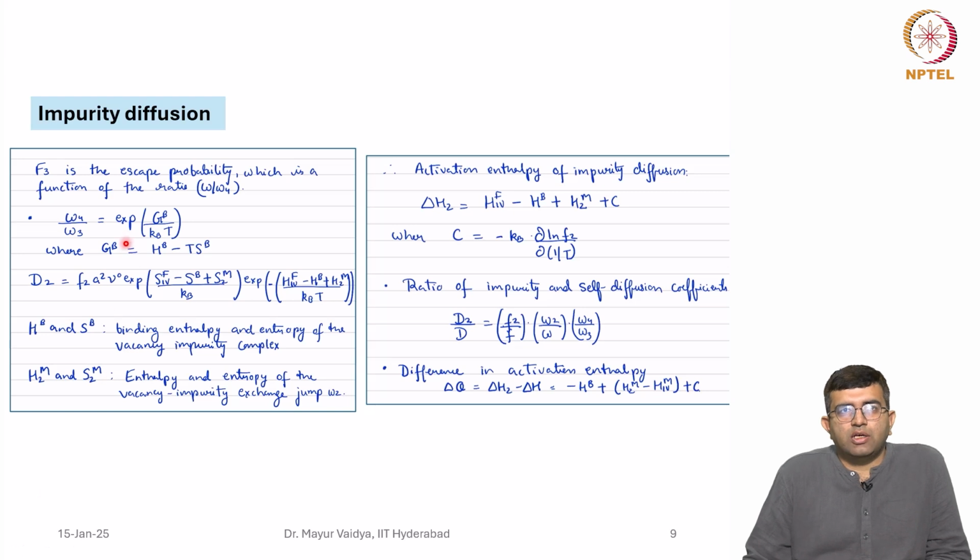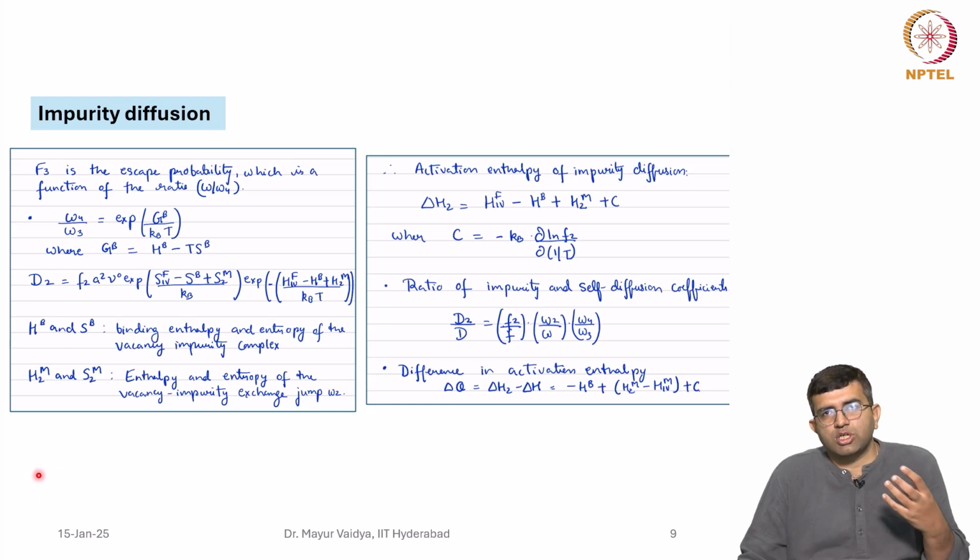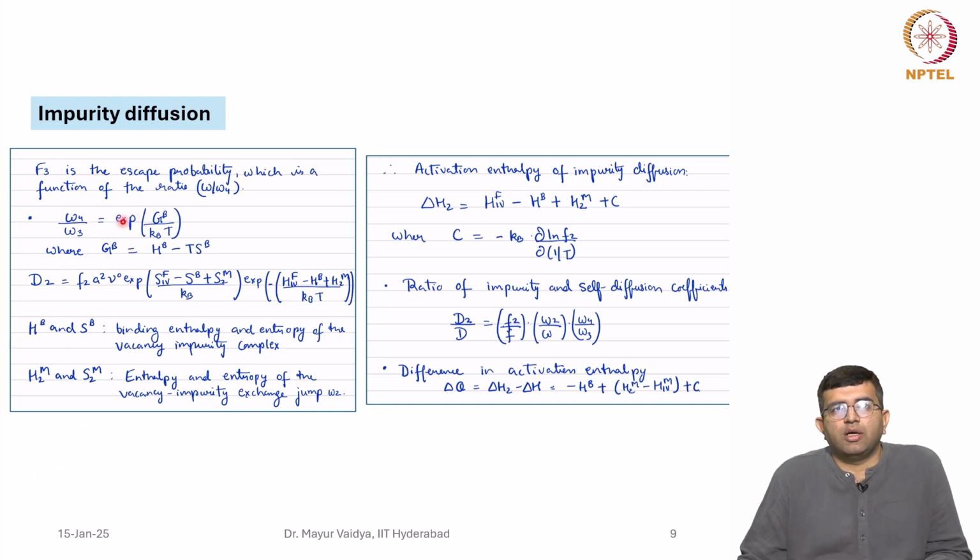And F3 is the escape probability, which is a function of omega by omega 4 and the ratio of omega 4 and omega 3, which are solute and solvent. So, association and dissociation rates vary as exponential of Gb by kT, where Gb is the binding energy of the solute vacancy pair.